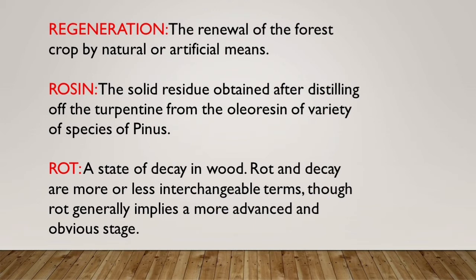Rosin, the solid residue obtained after distilling of the turpentine from the oleoresin of a variety of species of Pinus. Rosin is the major product obtained from pine. Rosin is brittle, transparent, glassy, solid, insoluble in water, but soluble in numerous organic solvents. They are mainly used in synthetic rubber, paint, foodstuff, adhesive, printing ink, electric equipment, paper making, etc.